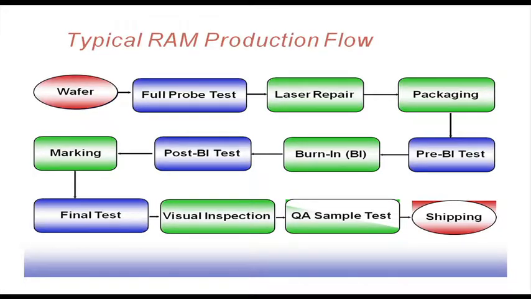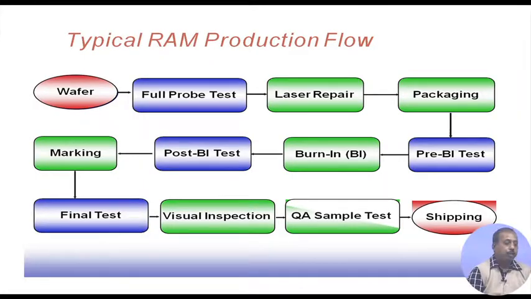So, the typical memory production flow, or the RAM production flow, is like this. First we start with the wafer. At the wafer level we do a full probe test, and then if some defects are found, we do some laser repairing, something that is corrected locally, and then it goes to packaging. After packaging, we do some tests again, which is known as the pre-burn-in test, pre-BI test. Basically some patterns will be written and read back, and we see whether they have been done properly or not.